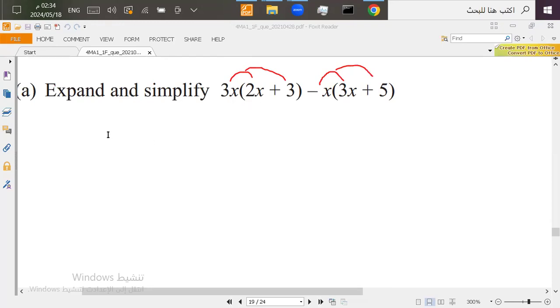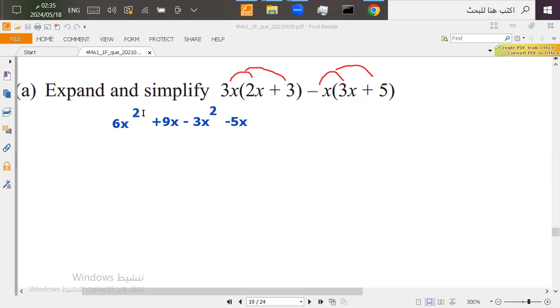So 3x times 2x is going to be, very good, 6x to the power of 2. When you multiply the same variables, you add the powers. Good. Now 3x times 3 is going to be positive 9x, like this. And then negative x multiplied by 3x is going to be negative 3x squared. Focus on the signs, because x times x is going to be x squared. Focus on the signs and the powers. They are very important. Now, negative x multiplied by 5 is going to be negative 5x. Okay, good.